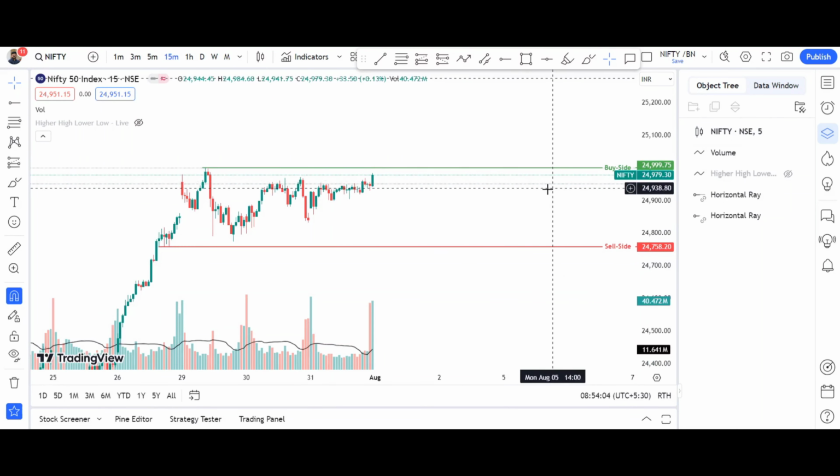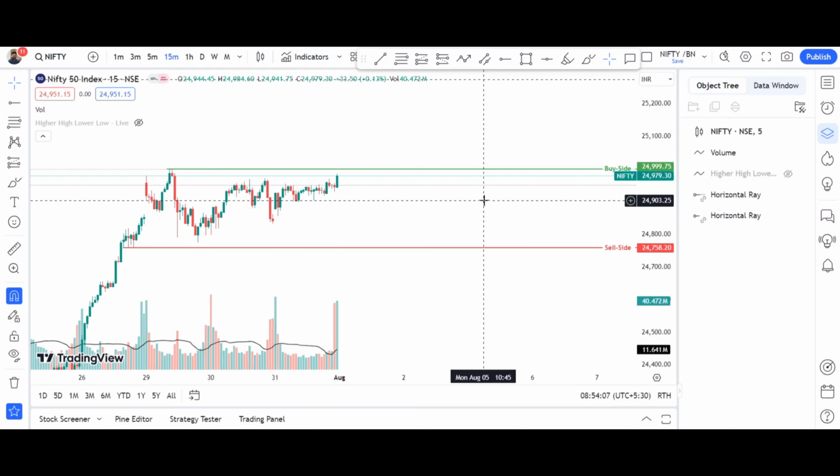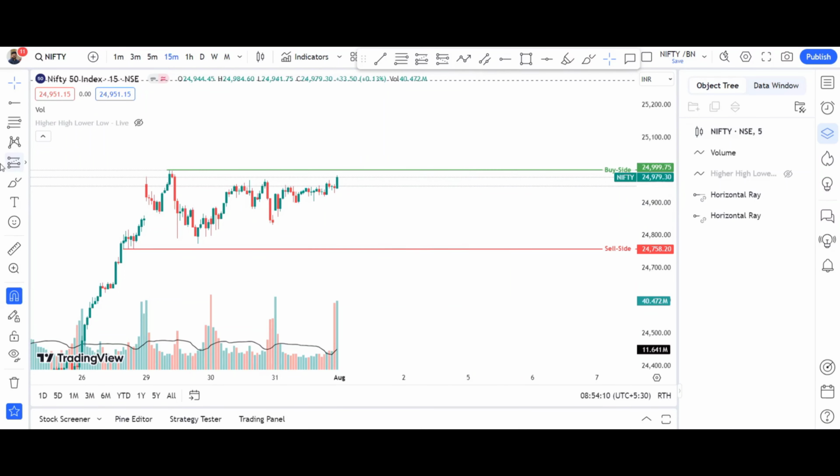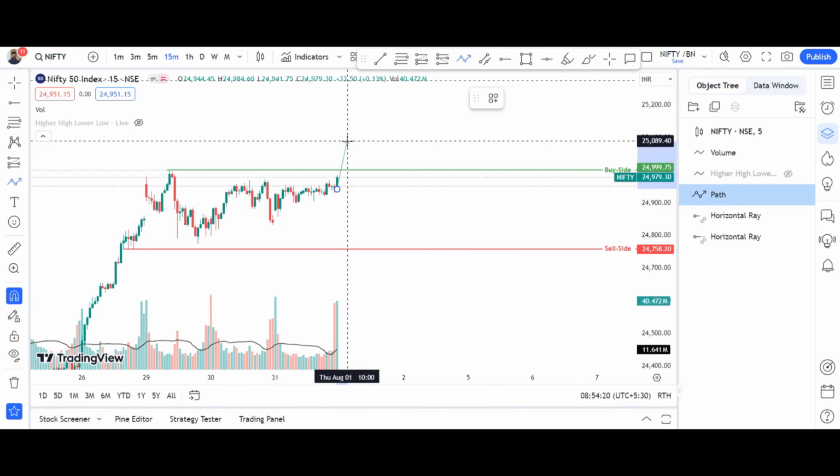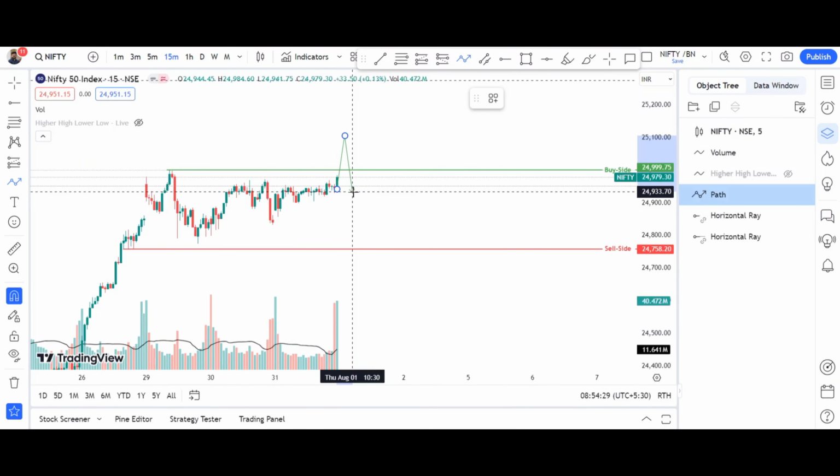Okay, so we are going to analyze and plan our trade. Next we are going to plan our trade. The first trade will be if the market goes up above the buy side, takes all the liquidity, and comes back, sweeping back to the zone.